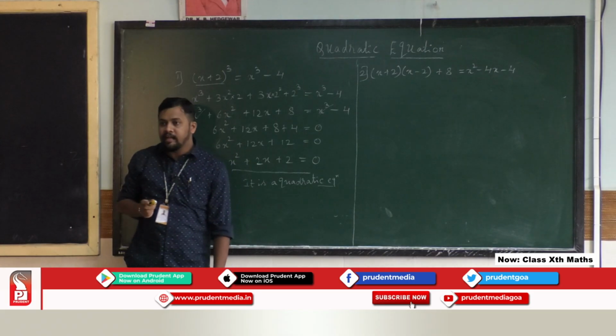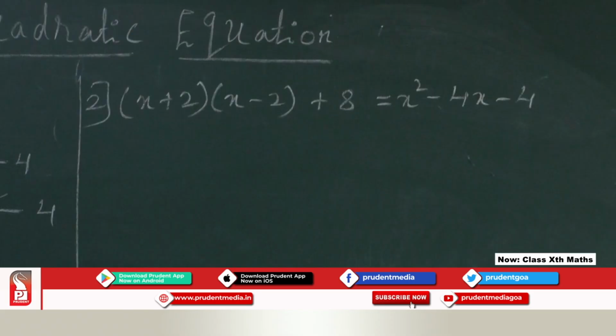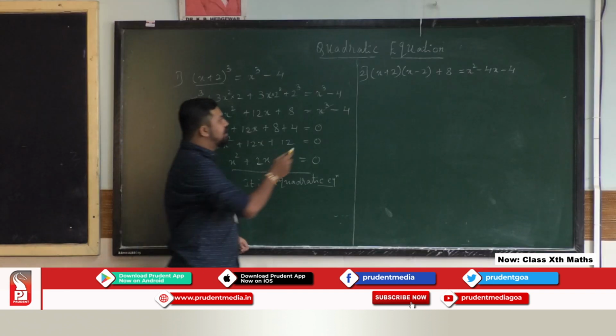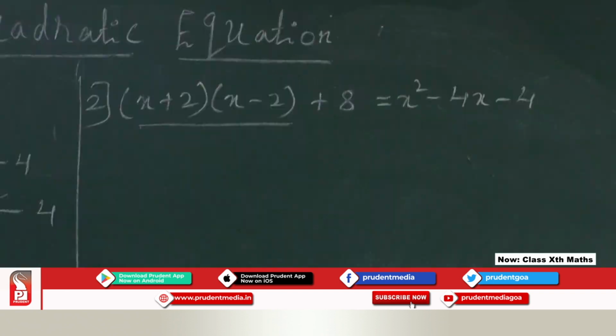So I am taking one second example. By looking at this example, you will see, sir, it is a quadratic equation because the degree is 2. Let us identify whether it is a quadratic equation or not. Now look here. Here I can use one identity: (x + 2)(x - 2).